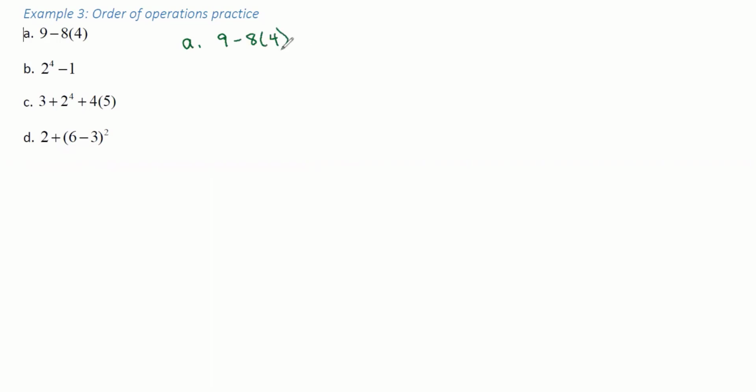We remember with PEMDAS, parentheses first, there's nothing happening inside the parentheses. E for exponents, no exponents here. M is multiplication and D is division, and those are equal. So the only multiplication we have here is 8 times 4. So we'll do 9 minus 32. And all that's left is 9 minus 32. You can do it in your head or by calculator, and you get a negative 23.